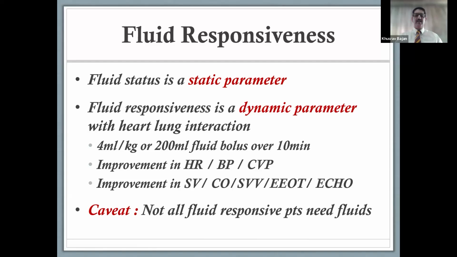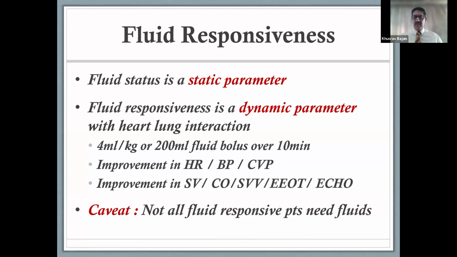The caveat here is that not all fluid responsive patients need fluids. Now, for example, if we have had a lot of fluids and we have later peed a lot, and now for about 10 to 12 hours, we've not had any fluid intake. And if we are in a hot season, and if we do our IVCs and the echo, we might have collapsible IVCs, and we might be responsive to the fluid challenge. But do we really need that fluid challenge is the question.